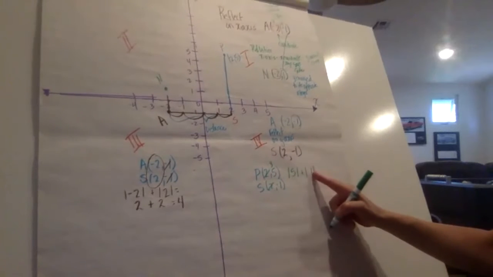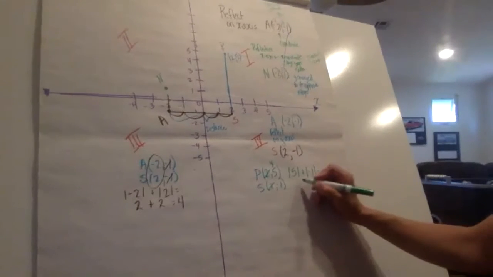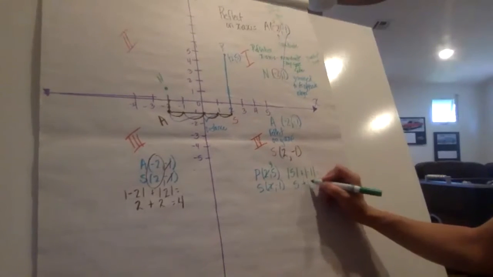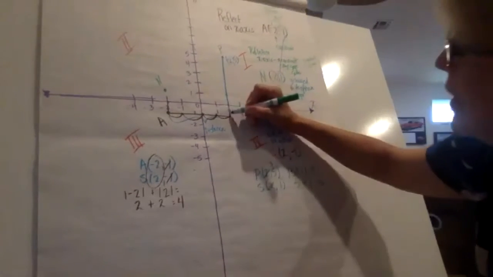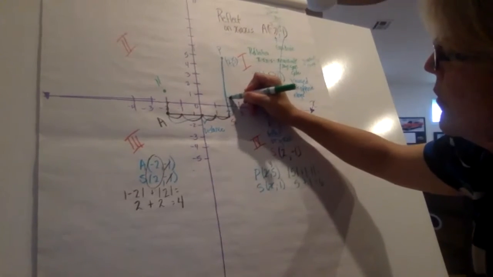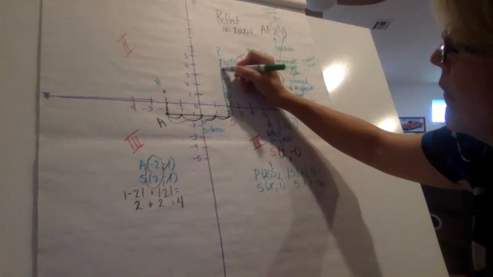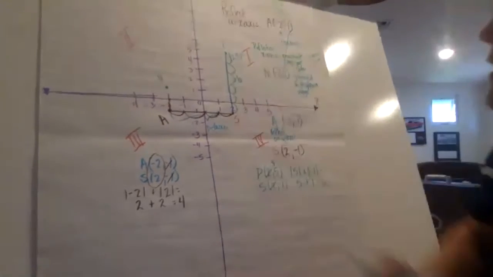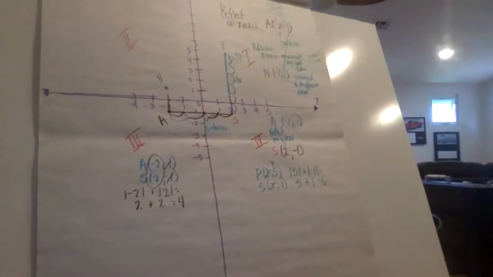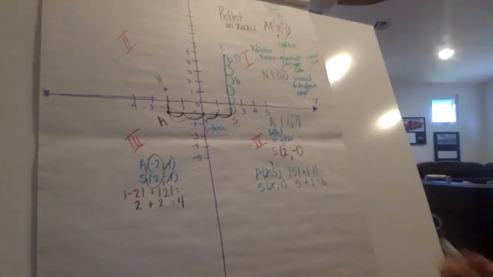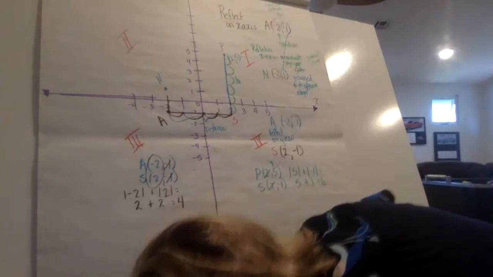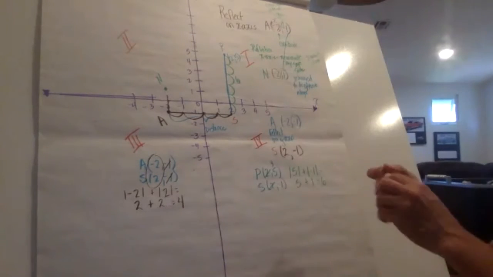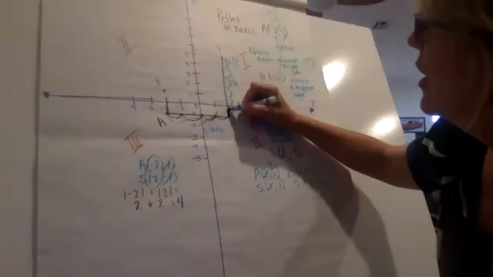So 5 and -1, the absolute value of 5 is 5. The absolute value of -1 is 1, and that's 6. And if I want to check it, I should be able to do 1, 2, 3, 4, 5, 6. 6 spaces or 6 units. If you don't know what the units are, we just say units. 6 units.